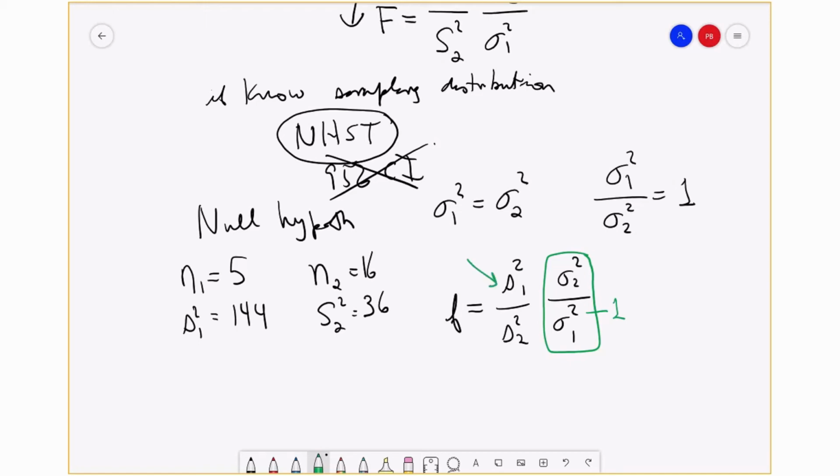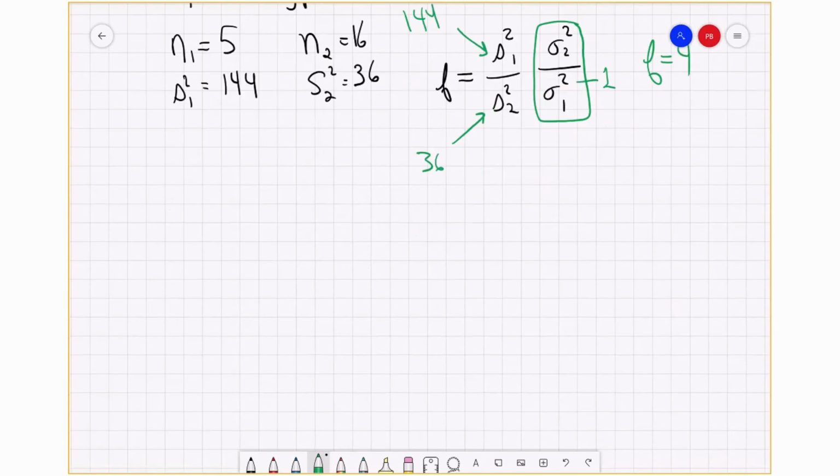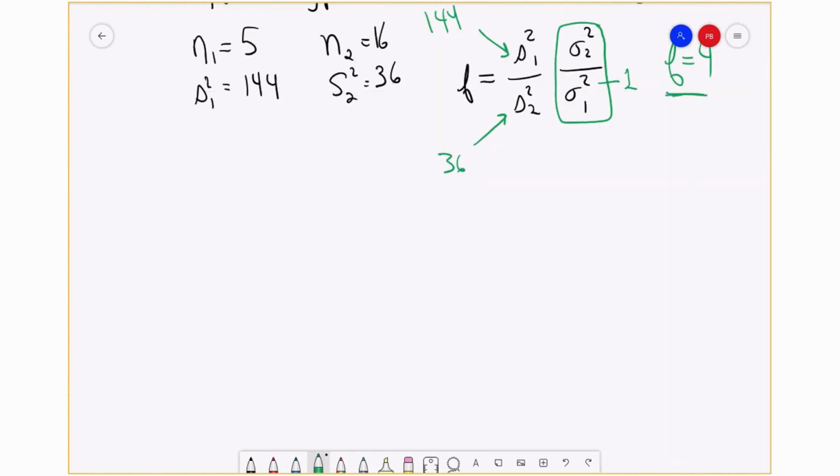This value here is 144. This value here is 36. So what we get is that F is equal to 4. Now again, we always come back to this idea that we get a single value of our test statistic.